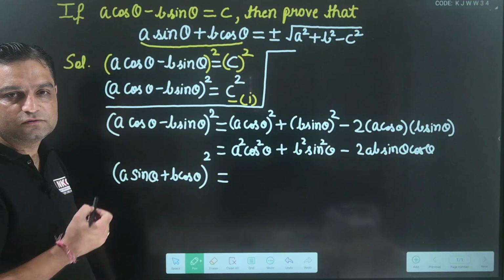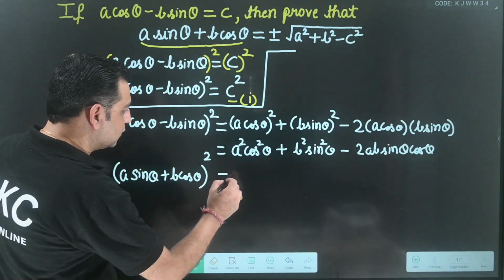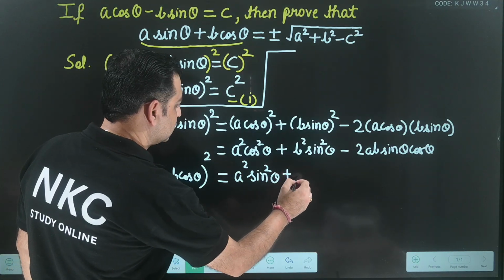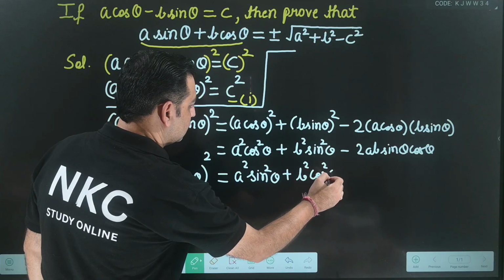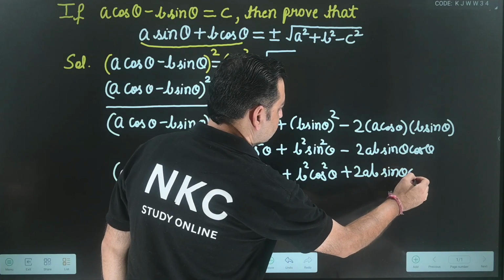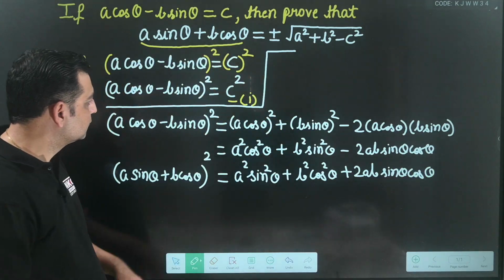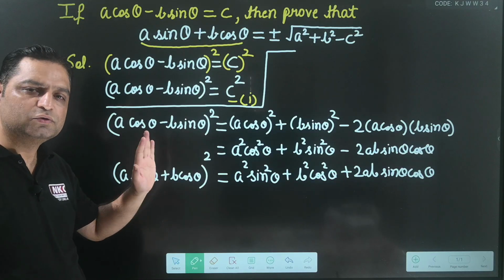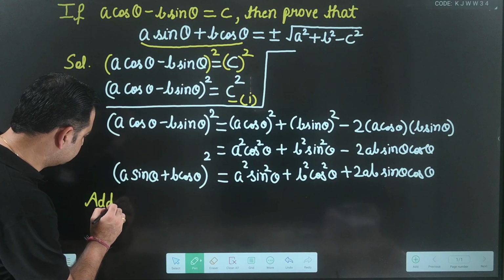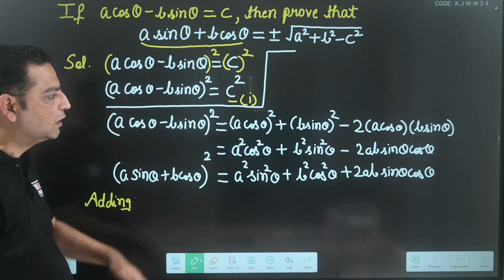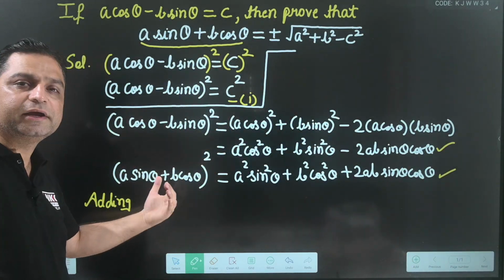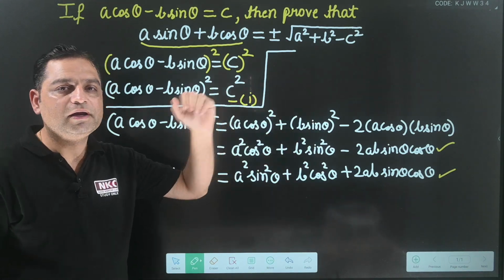Now the A plus B whole square formula will be used. What will I get? A square plus B square. Now this time it is plus 2AB. So this is what I am going to get after applying the formula. This is the second value, both I have got. I am getting two equations now and I am going to add both of them. I am going to add this one and this one. Left side will be added to left side, right side will be added to right side.